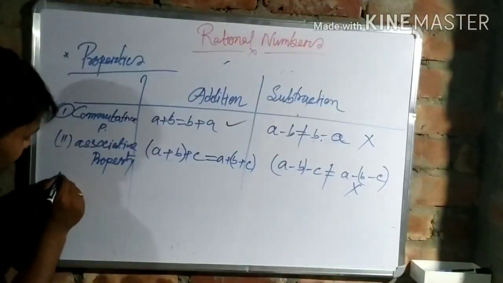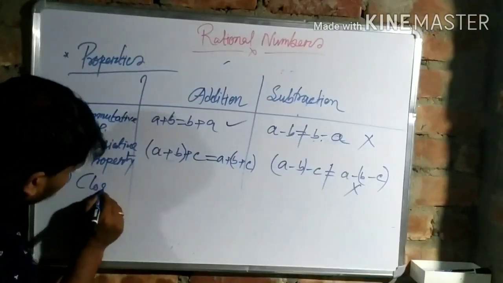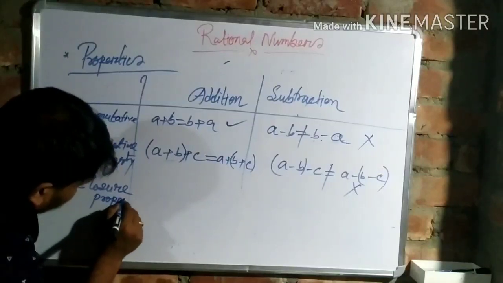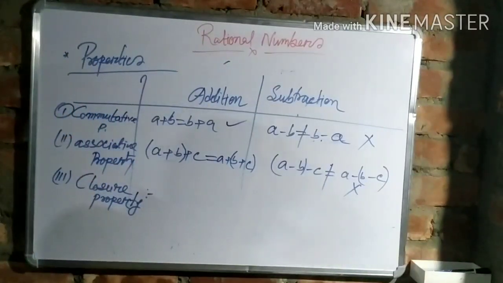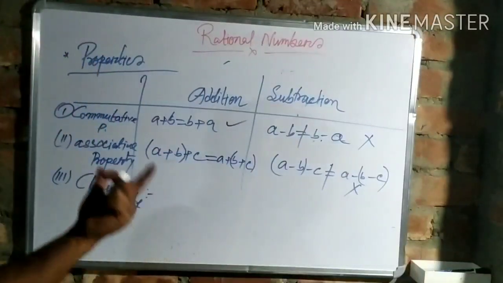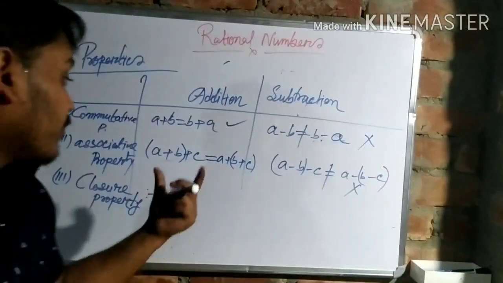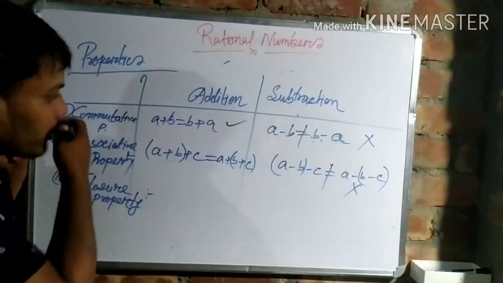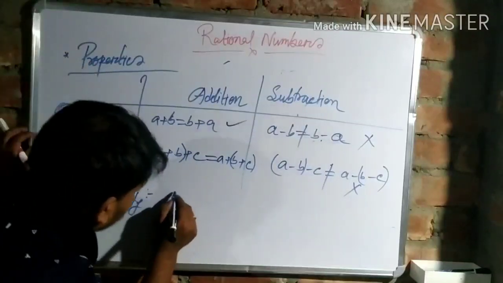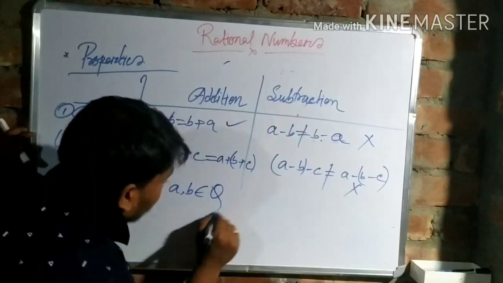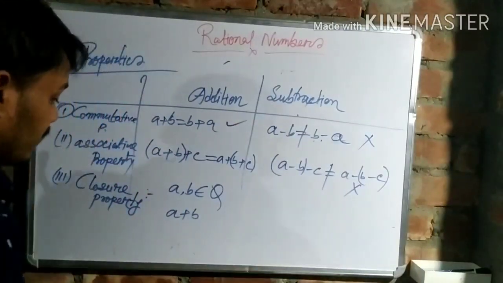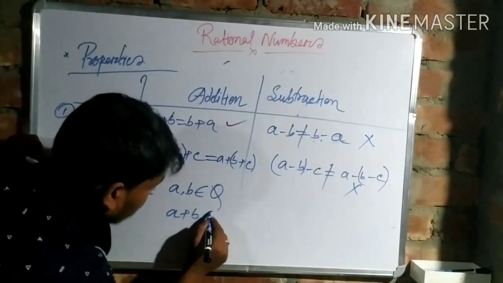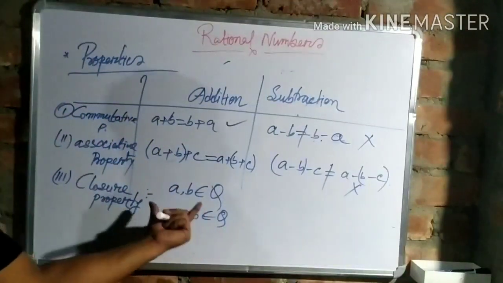Oh, I forgot to tell one property. Closure property. I already discussed in the first video what closure property is. If we take any two numbers from rational numbers and add them, and the result is again a rational number, then we call addition closed on rational numbers. So if we take any two rational numbers belonging to Q, that means rational numbers, and the result is again a rational number, then we say that addition is closed on rational numbers.